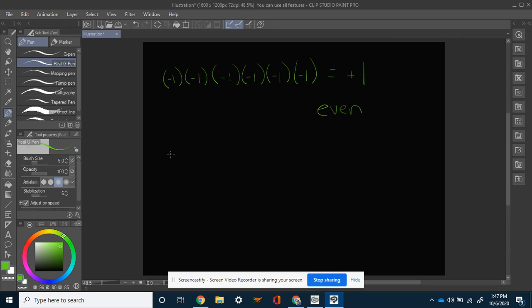Now, if we had this situation, negative 1 times negative 1 times negative 1 times negative 1 times negative 1. 1, 2, 3, 4, 5. We have an odd number of negatives, so it's negative 1. I hope this helps shed light on some of the intricacies of multiplying and dividing with integers.